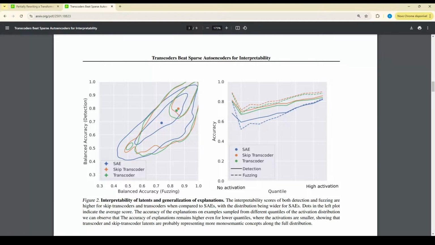And it's not exactly that we see with the skip transcoders. There's still a slope, but maybe you could argue that the slope is a bit less steep in the case of skip transcoders and transcoders. So they both have higher accuracy in general, or higher scores in general, but their full distribution of activations seems to be better described by a single explanation, which is, I think, something that you'd want your explanations to have.